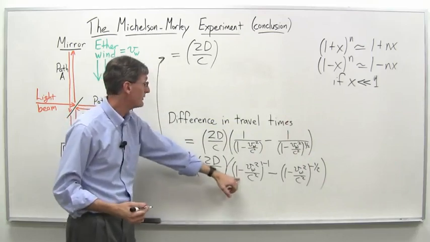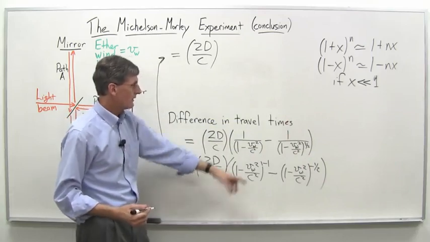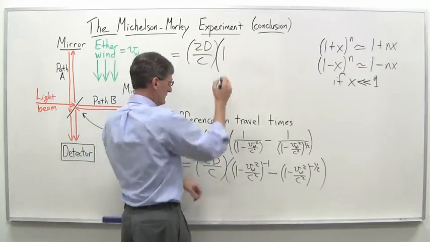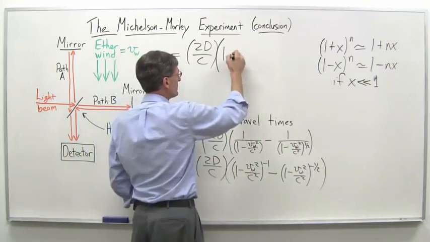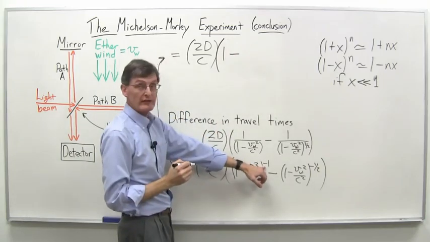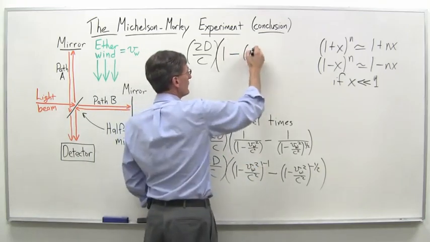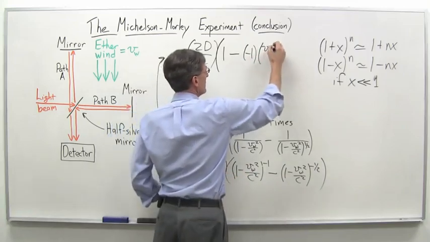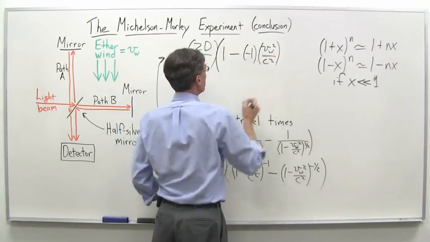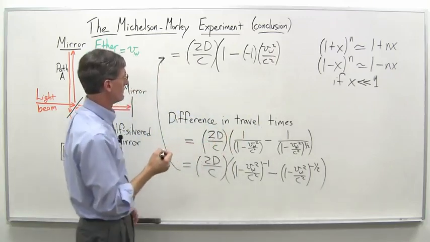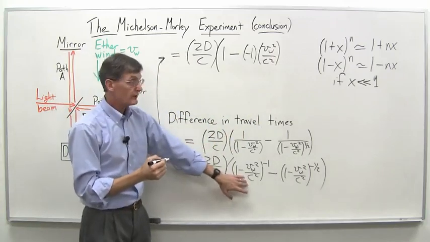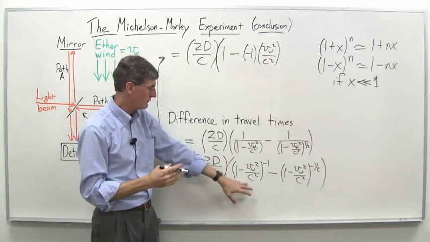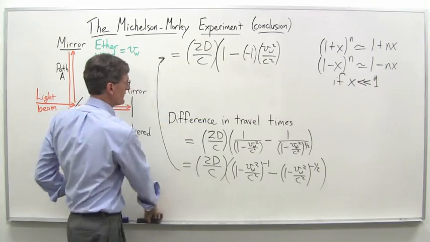So what do I have here? For this one, again using the binomial expansion, I've got 1 minus, and n is negative 1 here, so it's negative 1 times v_w squared over c squared. That is this part here, just applying the binomial expansion, the first two terms of it actually. Okay, and I have to erase that to get a little room here.